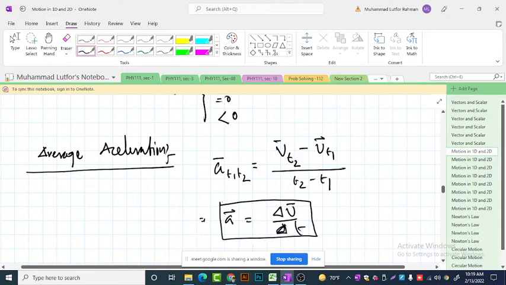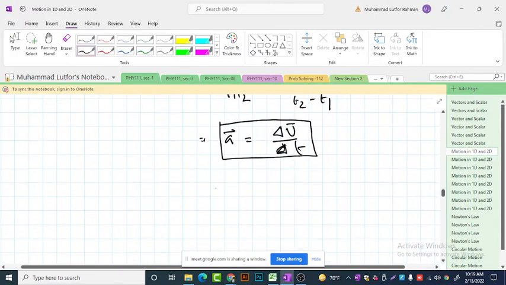And this average acceleration, if you want to find it in 2 dimensions, I write this as a general definition. Then if it is 2-dimensional, probably I'll write it as del vx.